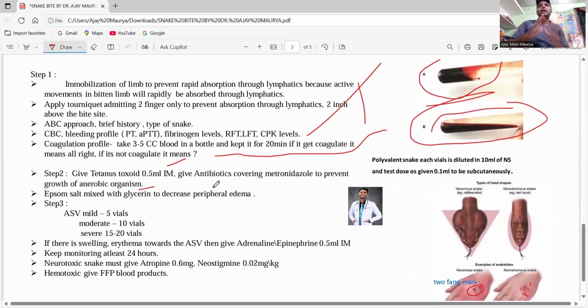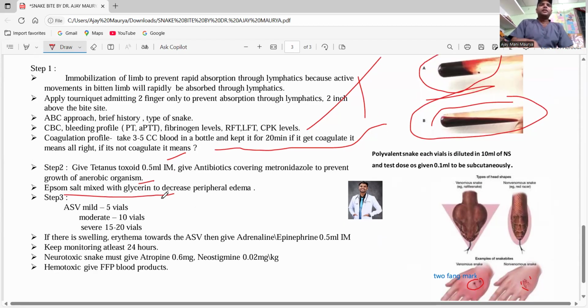You can also do a dressing with Epsom salt mixed with glycerin. Actually, this was done in many cases of cellulitis. And guys, in mild cases, such as non-poisonous bites or neurotoxic snake or viper bites, you have to give 5 vials of anti-snake venom. In moderate cases, 10 vials. In severe cases, you have to give 15 to 20 vials of anti-snake venom.